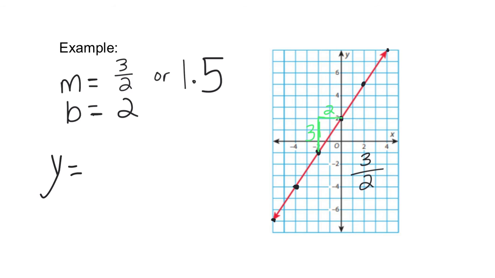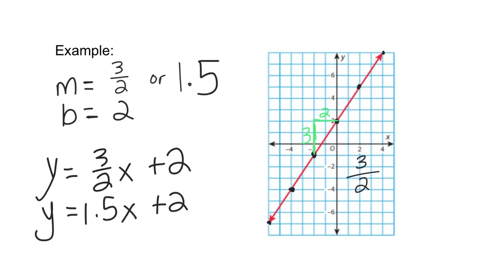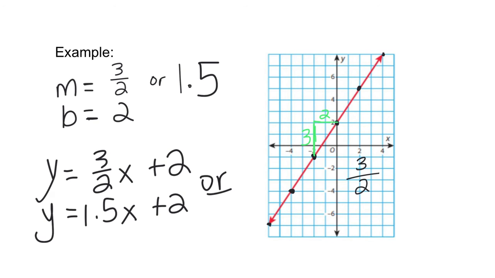So, sorry, I think I paused that. My equation is going to be 3 over 2x plus 2 or 1.5x plus 2. Either one. That's the same exact equation. Now, if you want to check yourself and make sure you're right, you can always graph the line that you create and make sure that the graph looks just like the graph you were trying to create the equation of, and that'll tell you whether you're right or not.